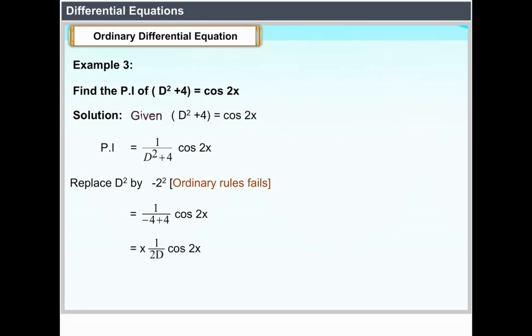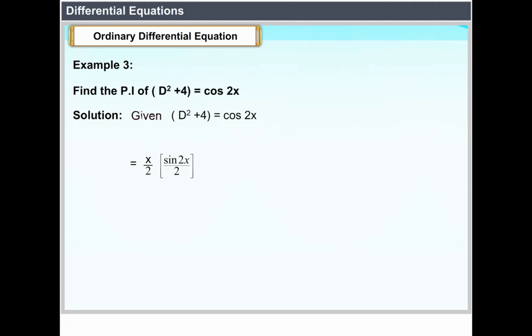= x · 1/(2D) cos 2x = (x/2) ∫cos 2x dx = (x/2)(sin 2x / 2) = (x/4) sin 2x. If we get D in the denominator, we have to integrate. If we get D in the numerator, we have to differentiate. Here we got D in the denominator, so we integrate.